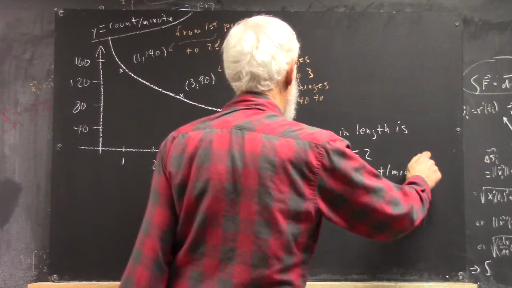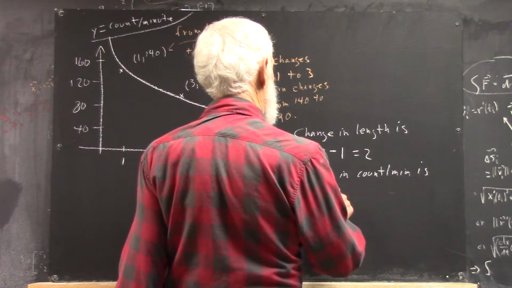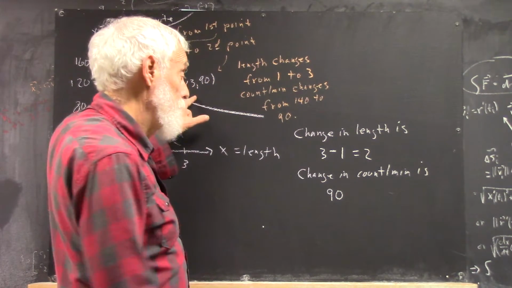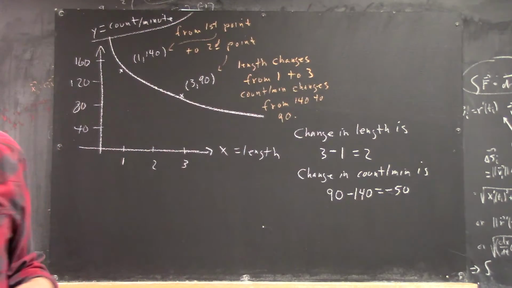What's the change in the count per minute? 50. Is it 50? Well, if we start at 140 and change by 50, what do we get? We get 190. We don't get 90. Okay? If we start at 140, in order to get 90, we've got to change by negative 50. That's pretty obvious, right? But you got to be careful about the direction of your change. And again, we take the second count, which is 90, and we subtract the first, and that's exactly what we get. Okay?